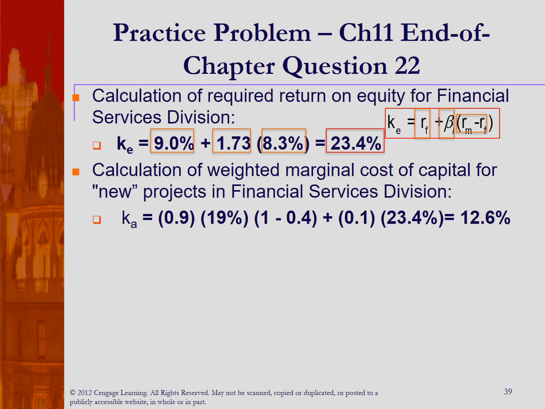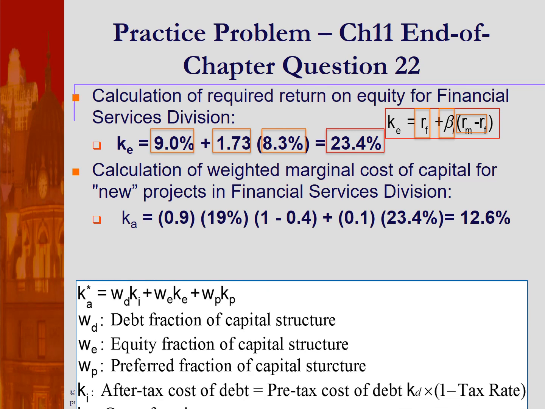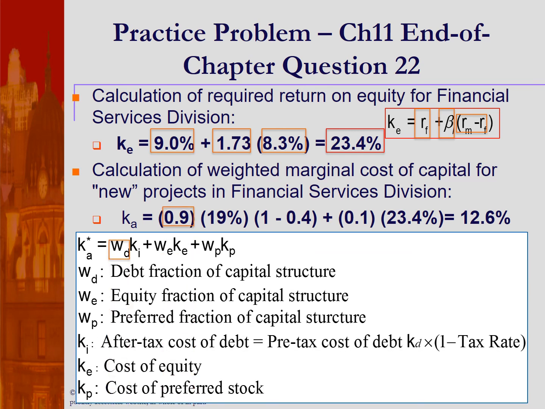The risk-adjusted discount rate, that is, the risk-adjusted required rate of return, is a weighted average of after-tax cost of debt and cost of equity. The formula is given here. We have debt fraction of capital structure equal to 90%, after-tax cost of debt equal to pre-tax cost of debt of 19% times 1 minus tax rate of 40%, equity fraction of capital structure equal to 10%, and cost of equity equal to 23.4%. After calculation, we obtain the risk-adjusted discount rate equal to 12.6%.